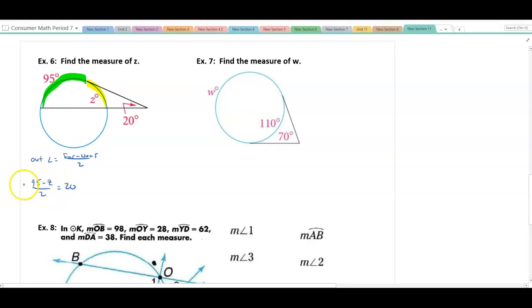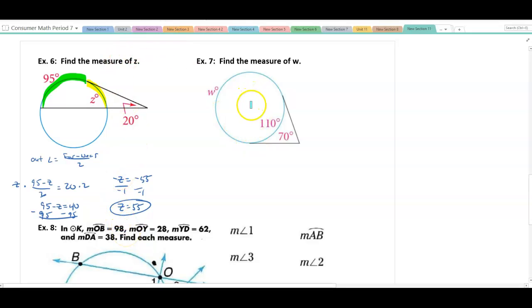So now all I have to do is solve this equation for z. First thing I'm going to do, multiply by 2. So 95 minus z equals 40. I'm going to subtract that 95. That's going to give me negative z equals negative 55. And when I divide by negative 1, z is equal to 55 degrees.